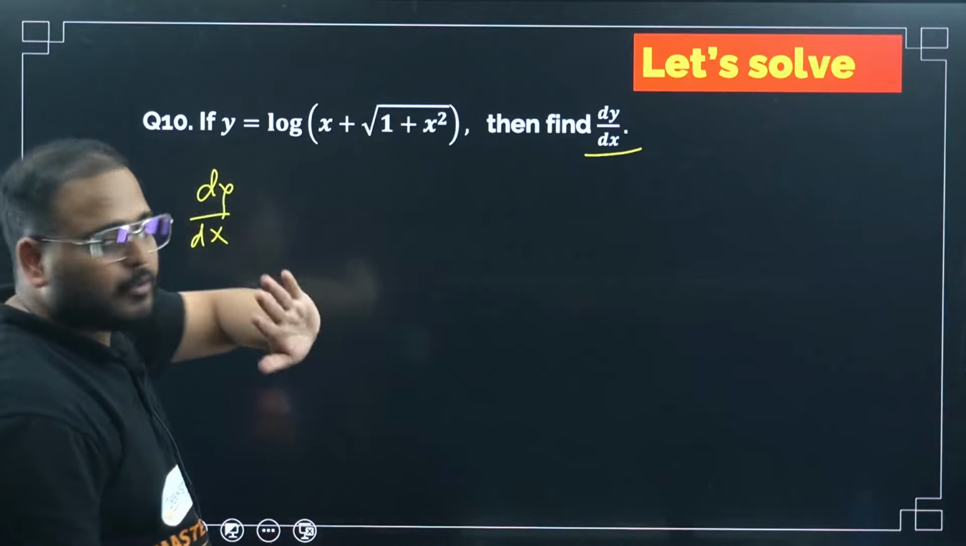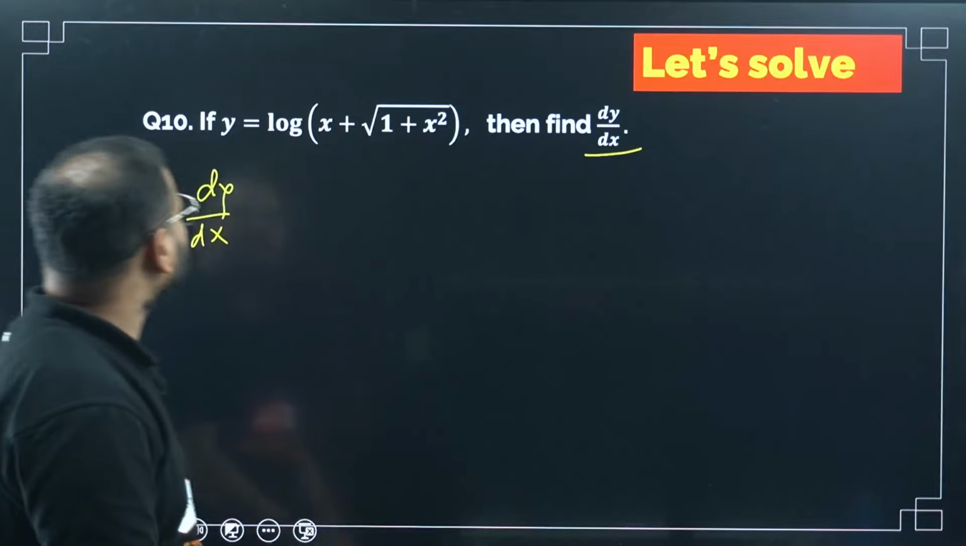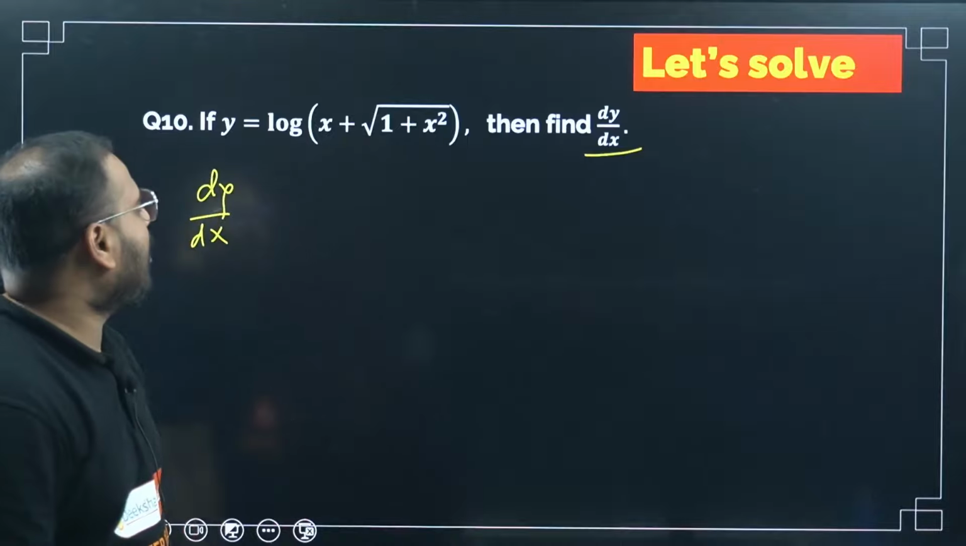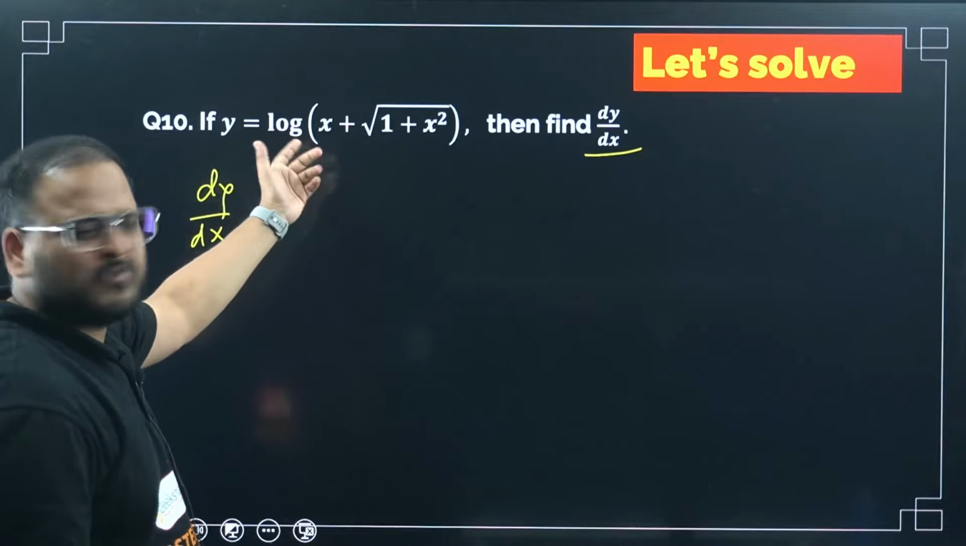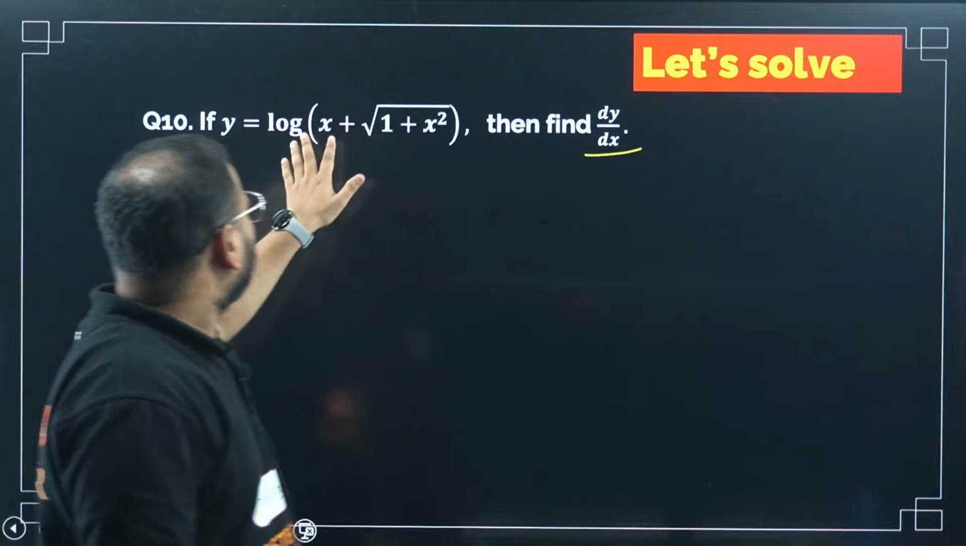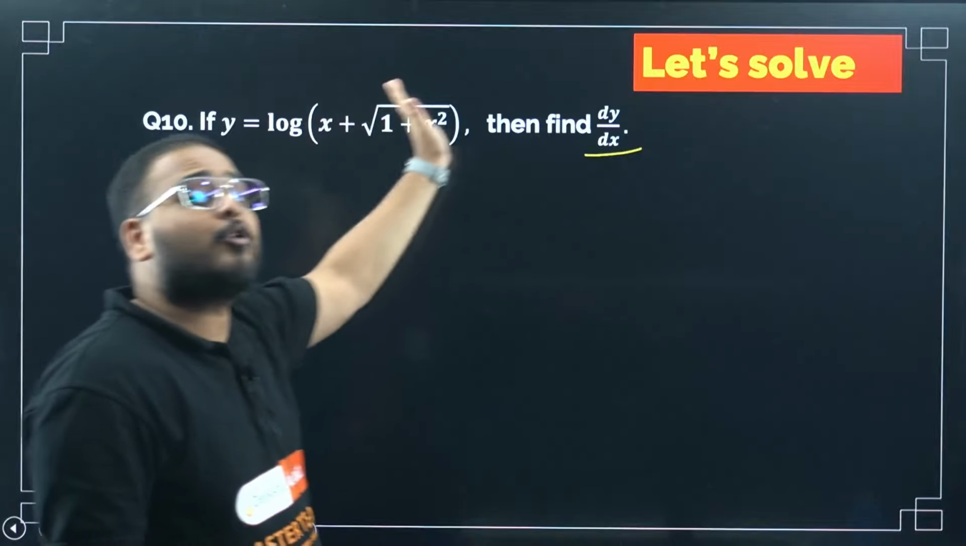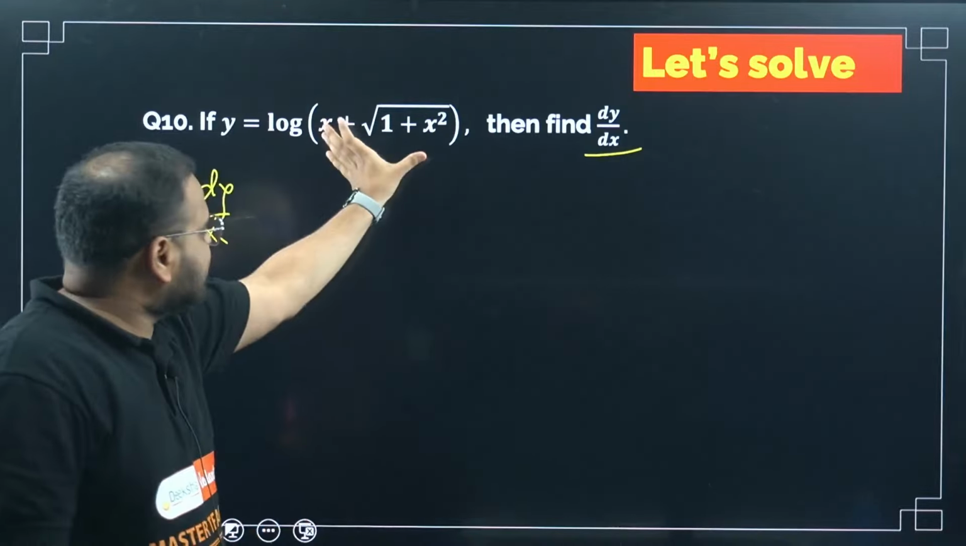So let's come back to the question. Sorry to take this time of yours. y equals log of x plus root of 1 plus x square. How will I do it, sir? There's no need of product rule, because there is no multiplication of the functions. Only log is there. Again, I have to use the chain rule, of course, because inside of the log also can be differentiated.